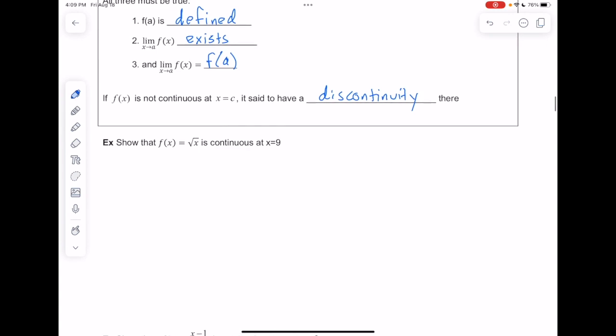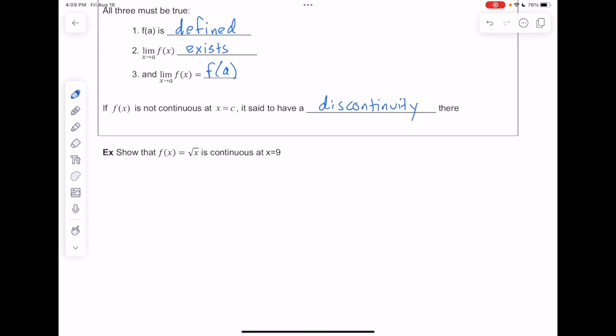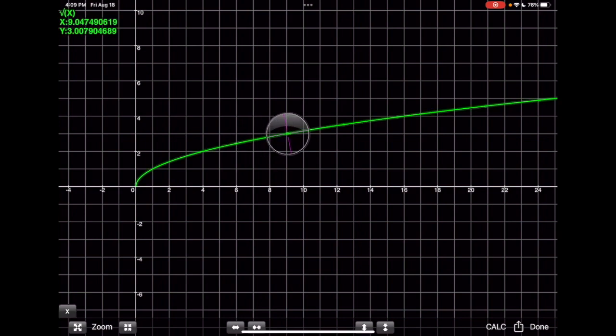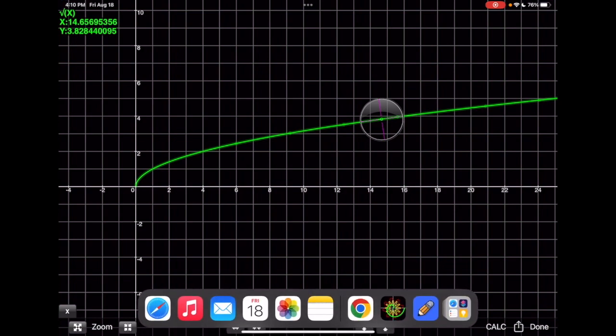Let's keep the three parts of the definition handy. Show that f of x equals the square root of x is continuous at x equals 9. First we'll start off just looking at the graph, and I've already got it set up here. This is the square root of x, and 9 is right around here, and we can see that as the graph is drawn through the x equals 9 point, it all seems to be one connected piece, and you could draw through there smoothly. So it seems to pass that visual test of is it continuous at 9.